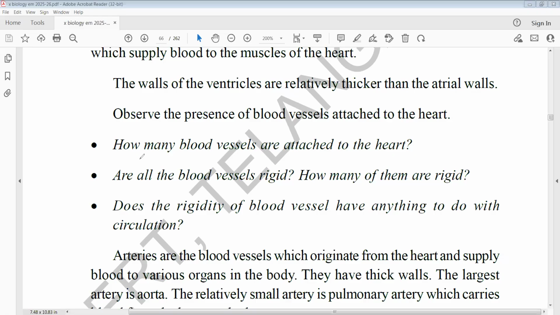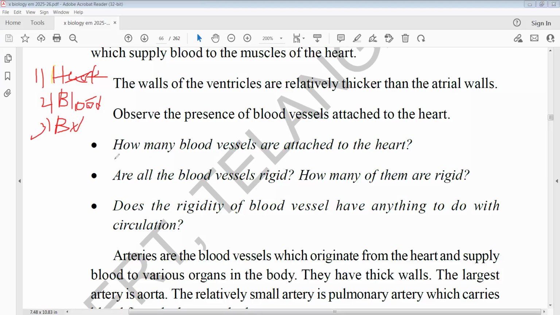As I said previously, the circulatory system consists of three parts: the heart, the blood, and the blood vessels. The circulatory system consists of three parts: heart, blood, blood vessels.